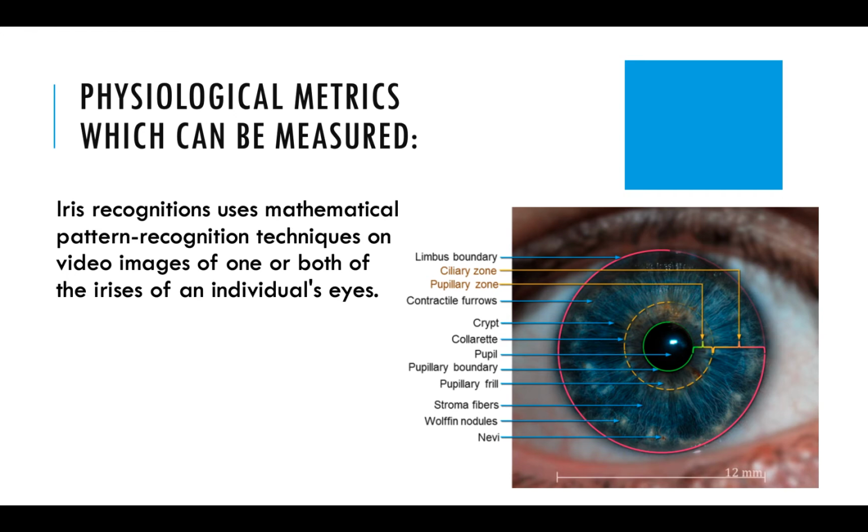The next one we need to look at is iris recognition. Iris recognition uses mathematical pattern recognition techniques on video images of one or both of the irises of an individual's eye. And again, just like fingerprints, these are unique. These patterns are very complex. They are unique and they are stable. And believe it or not, they can actually be seen from some distance. However, the scanners tend to be quite expensive for these, so most developers tend to shy away from this.